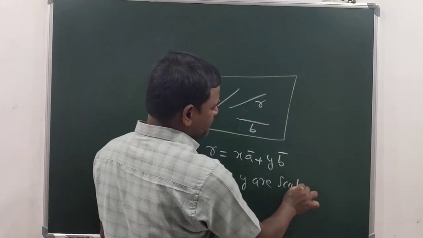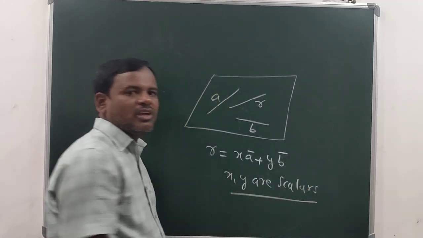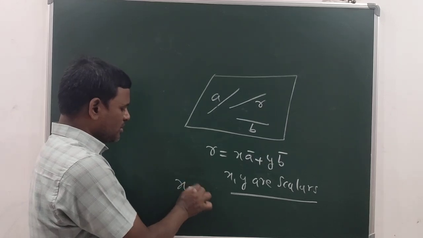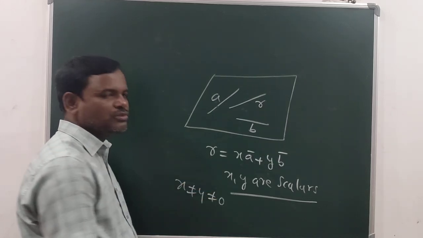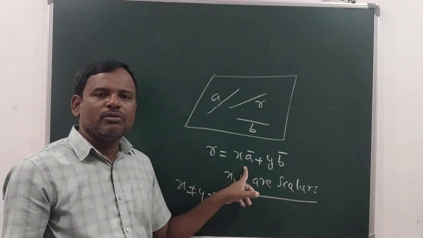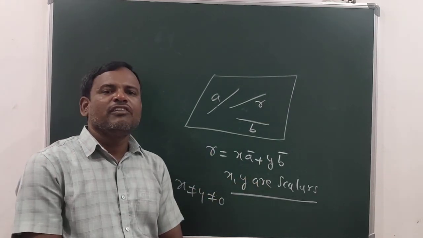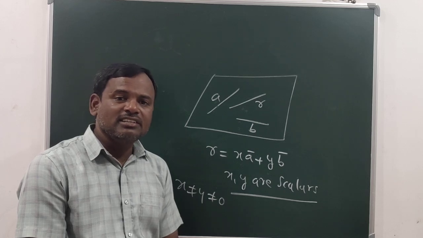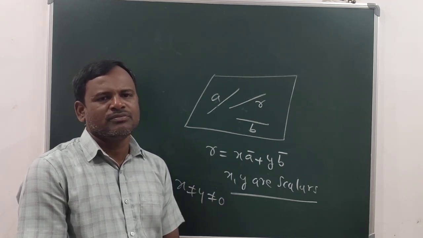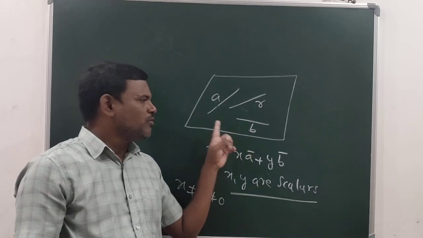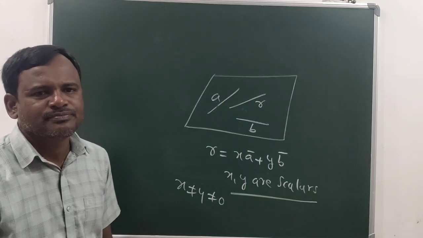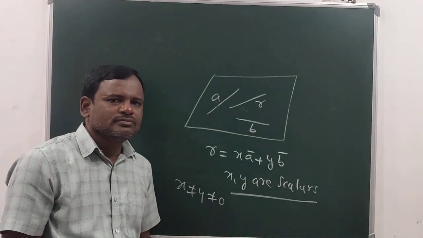scalars, and X and Y, both of them not equal to 0. Remember this. So R equals X A bar plus Y B bar. X and Y are scalars, and simultaneously X and Y should not be equal to 0. Okay. So for coplanar vectors, you can write like this. Got it?